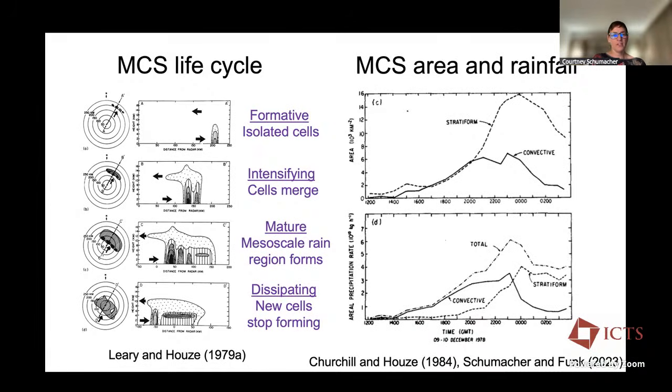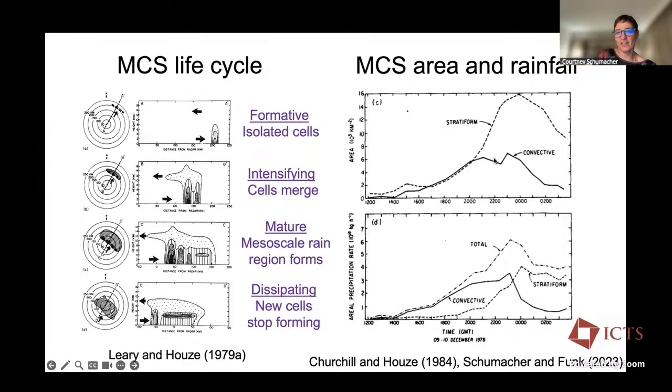This is how we get so much rain from them, right? So this is Churchill and Houze's. This is, I think, an MCS over Indonesia, with time on the x-axis, and this here is the area. So at the beginning, your convection kicks off, and then it kind of stabilizes.